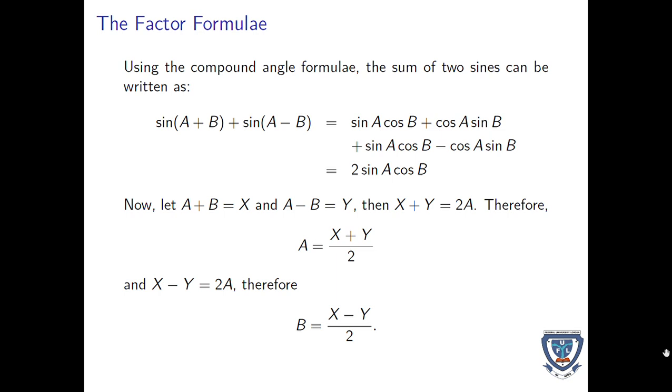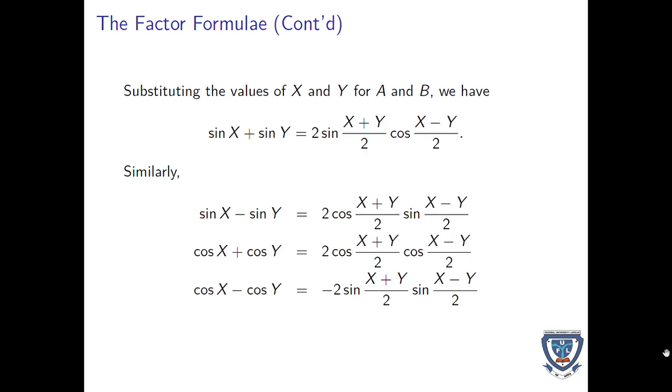Now let A plus B be represented as x and A minus B be represented as y. Then you're going to have that x plus y will be 2A. Therefore, when you make A the subject, A will now be x plus y over 2, and our B will be x minus y over 2. Now, substituting the values of x and y for A and B, we are going to have sine x plus sine y will be 2 sine (x plus y over 2) cos (x minus y over 2).